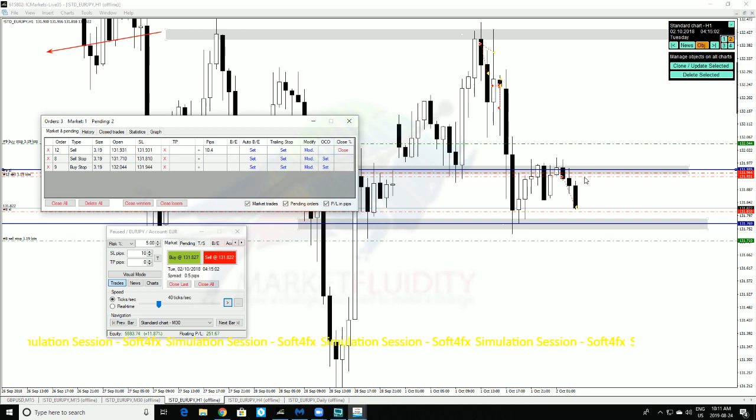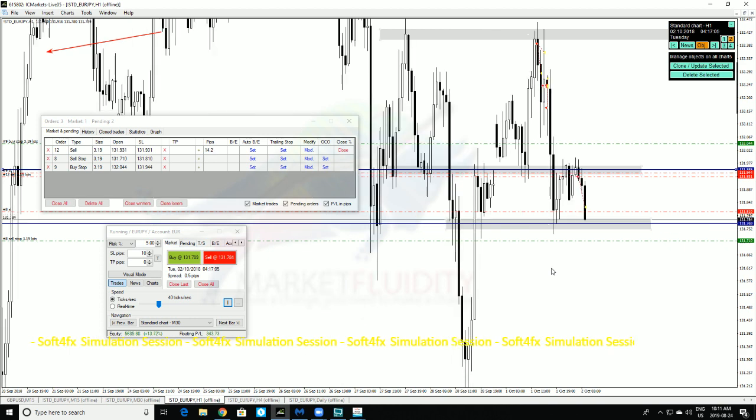Now we have a position risk-free running, and we have a pending order that, if the support breaks, we want to catch that move, because at this time I'm probably going to go to sleep. So now these orders are running while we're sleeping. We're in bed.